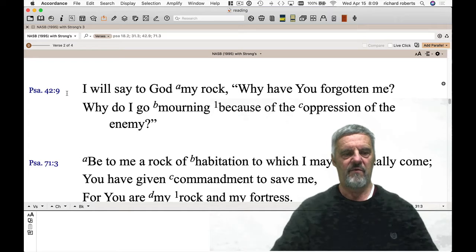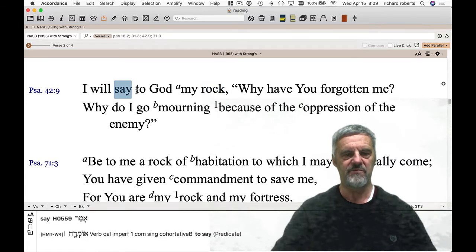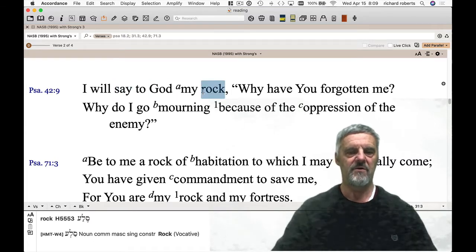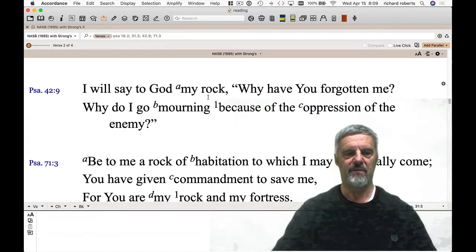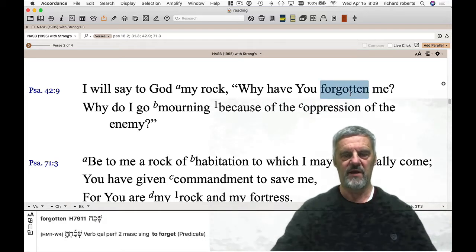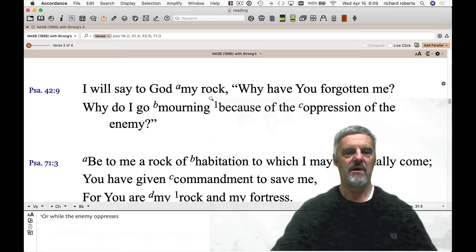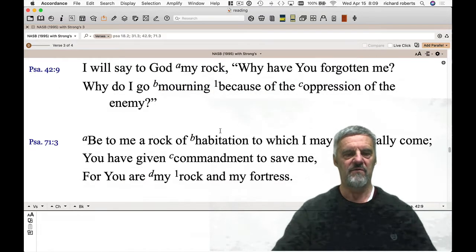Here in Psalm 42:9, the Lord is addressed by this phrase, my rock. I will say to God, my rock. And here the psalmist is crying out for the Lord to answer him. He's mourning because he's being oppressed by enemies. He's not being relieved yet by the Lord. He hasn't been delivered yet by the Lord. And so he's crying out to his rock as the one who would deliver him.